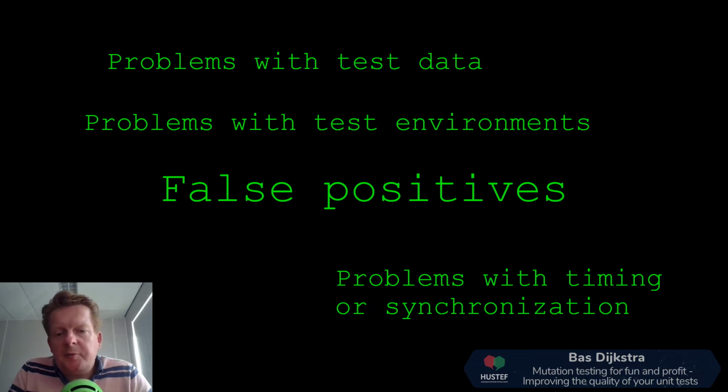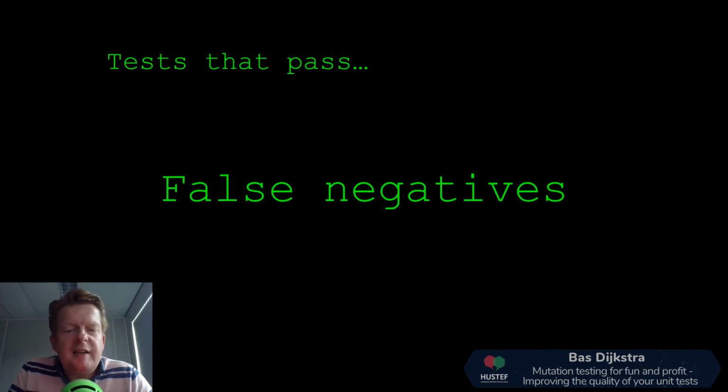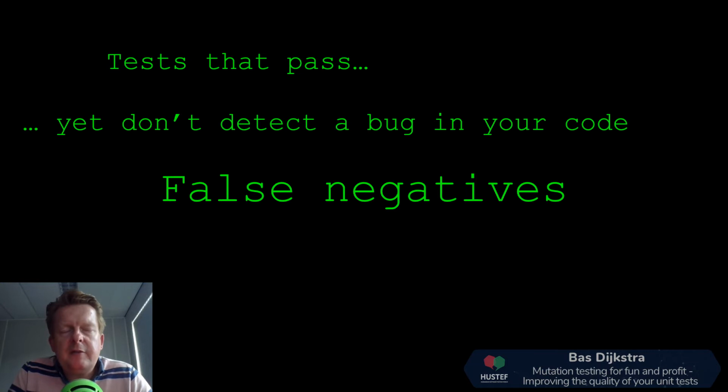And the third cause for false positives are problems with timing or synchronization. So examples of that would be systems that take a little bit longer to send a response back to your application before a process is continued, or a web page that takes a little bit longer to load than you originally accounted for when you were writing your test. So those are false positives. The other way in which tests can deceive you is by false negatives. And false negatives are tests that pass, so they show these nice green check marks, but they fail to detect a defect or an anomaly that's actually present in your code or in your application.